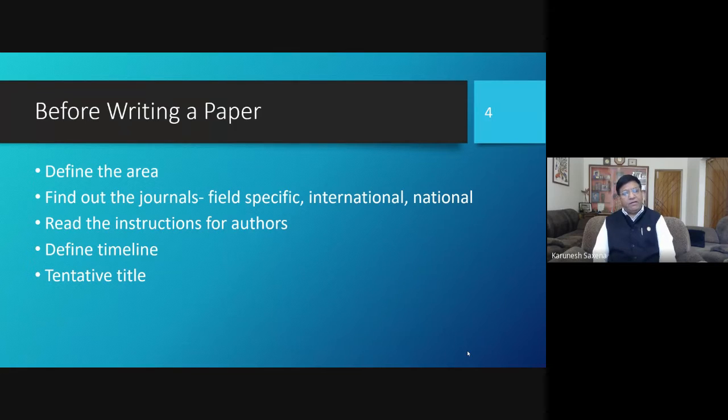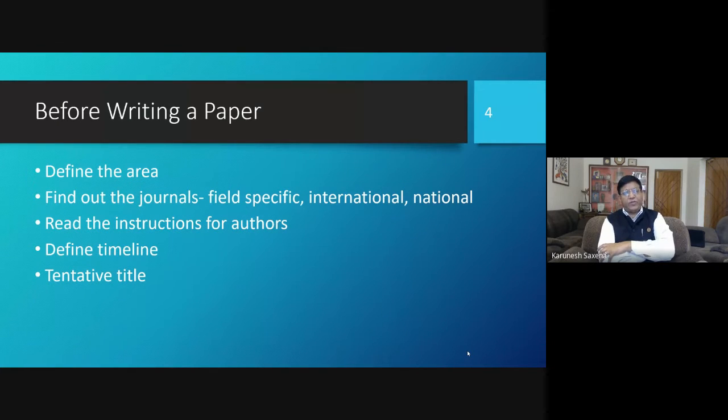Similarly, all these good journals have their websites, and on their websites you can find the instructions for author. So once you are writing the paper, if you have shortlisted one or two journals, and if you have read the instructions for author for the first priority journal, then you can write the paper according to those instructions.